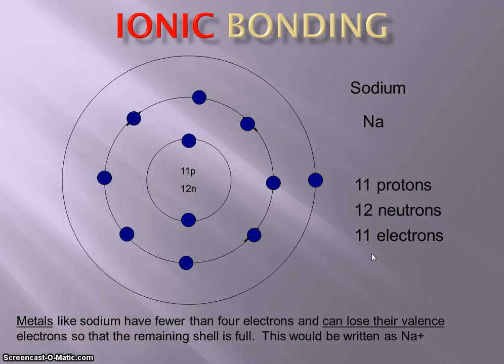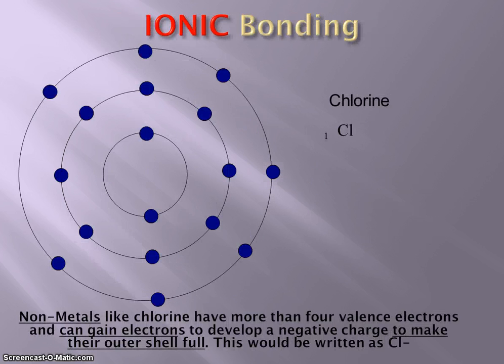Sodium is a metal. It's on the left side of the periodic table. Metals are more likely to lose electrons. They have few valence electrons because they often have less than 4.